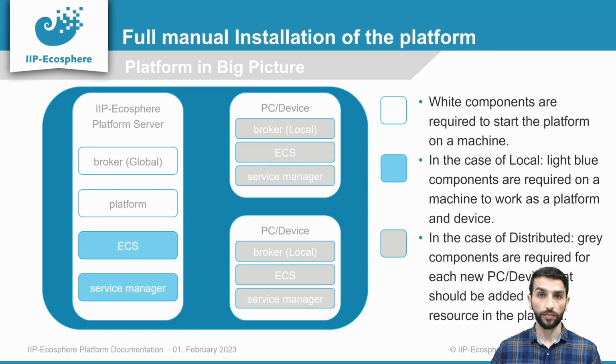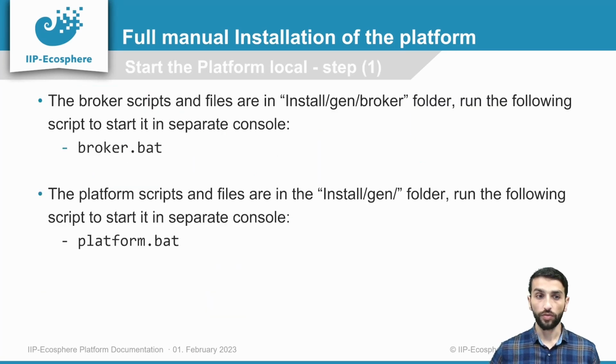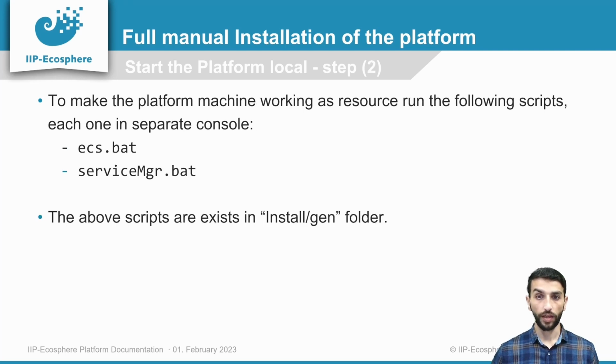First, run the broker using the command broker.bat inside the install gen broker folder in a separate console and keep it open. Next, run the platform using the command platform.bat inside the install gen folder in a separate console and keep it open. To make the platform machine work as a resource, run the following two scripts, each one in a separate console, and keep it open. ecs.bat, servicemgr.bat. The above scripts exist in the install gen folder.